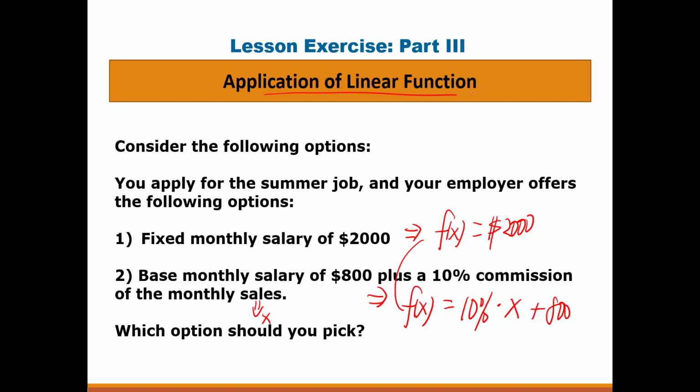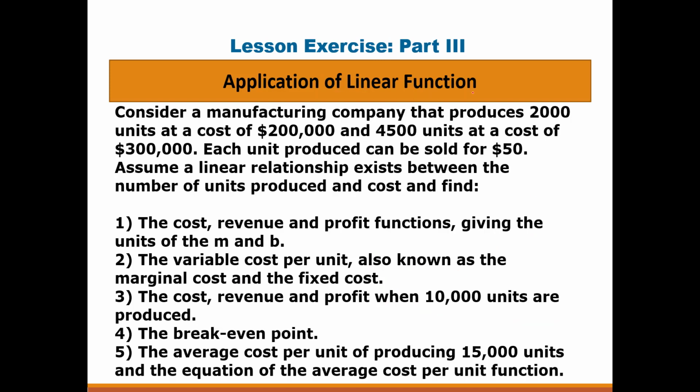Okay. All right. So now the last question, one more time: a manufacturing company produced 2,000 units at a cost of $200,000, 4,500 units at a cost of $300,000. Each unit produced could be sold for $50. Assuming a linear relationship exists between the number of units produced and the cost.